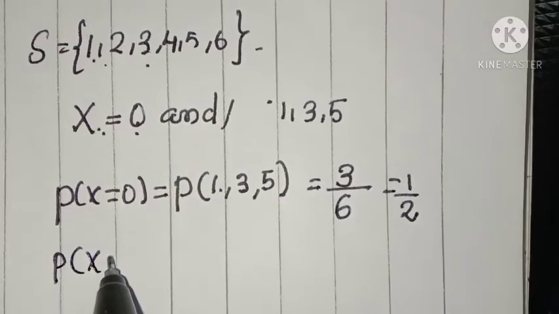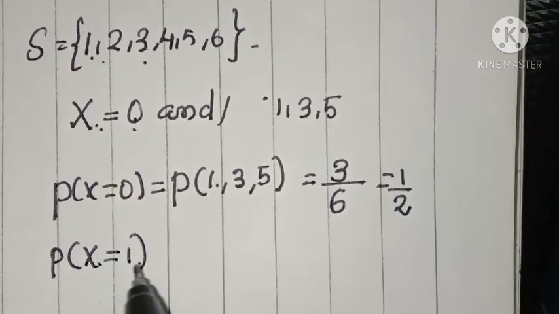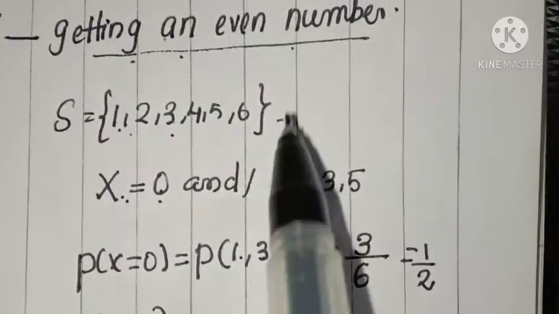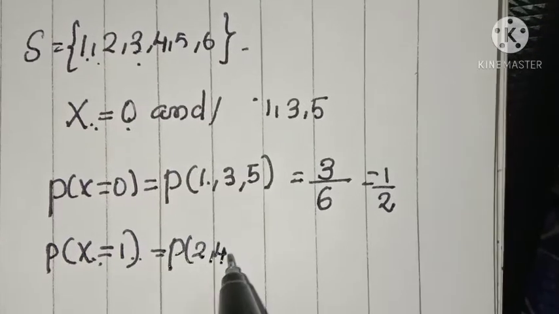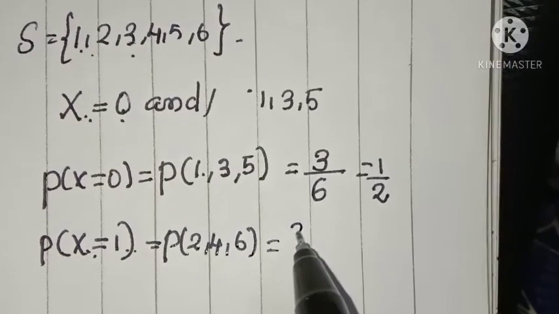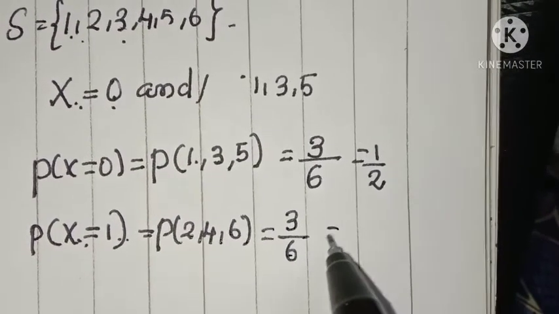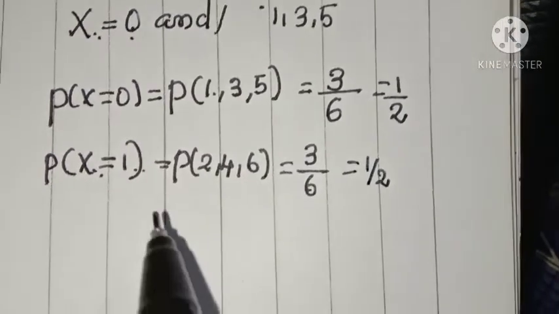Now P of x equal to 1. X equal to 1 means getting an even number. So getting an even number means getting 2 or 4 or 6. So 3 favorable cases out of 6. So probability is 1 by 2.